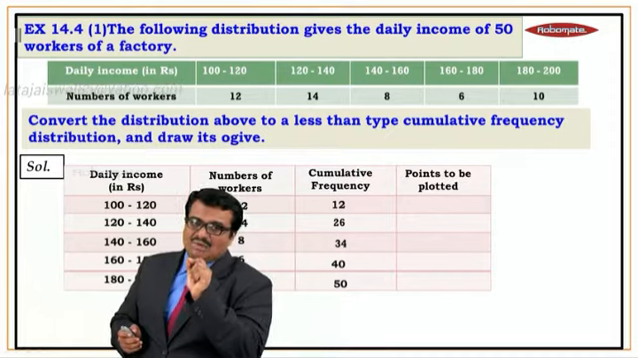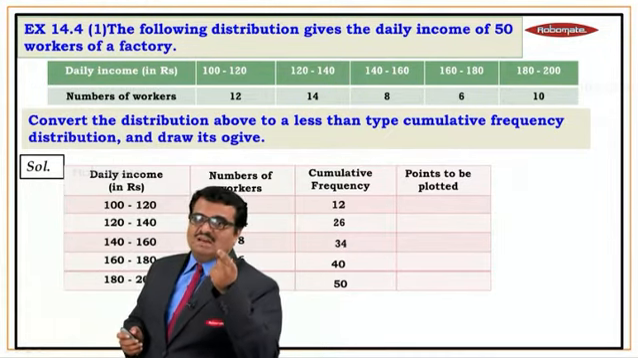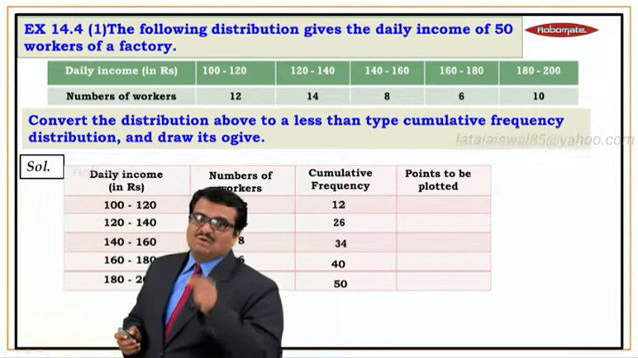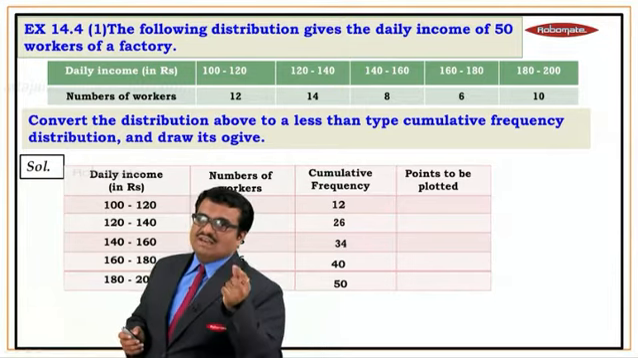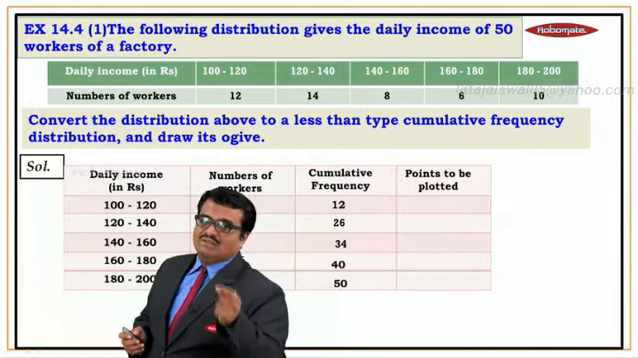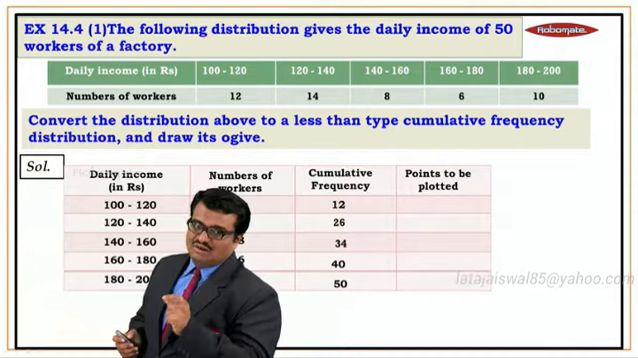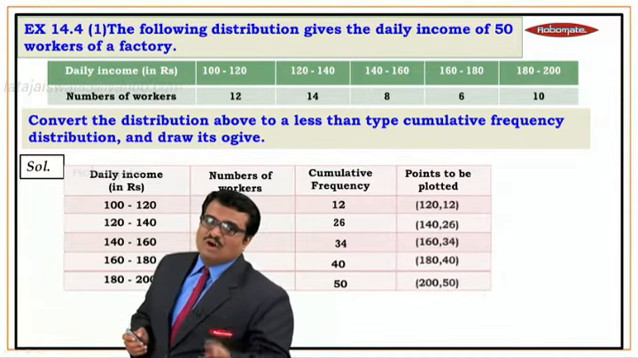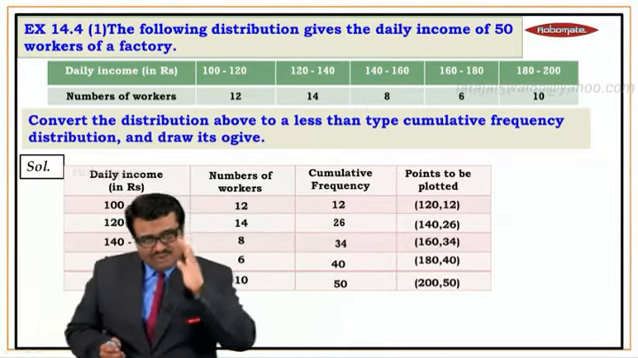The upper limit of the second class is 140. So 140, comma, cumulative frequency, how much is that? 26. So 140, comma 26. The next upper limit is 160, and the cumulative frequency is 34. So 160, comma 34. The next upper limit, 180, and its cumulative frequency is 40. So 180, comma 40. And the last upper limit is 200, and its cumulative frequency is 50. So 200, comma 50. This is how we get all the points to be plotted. So the table is ready.